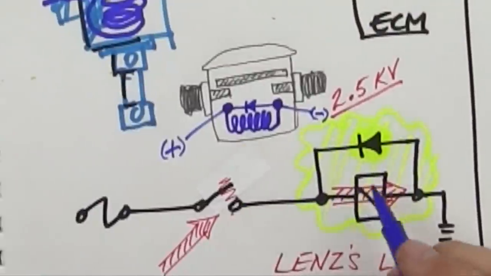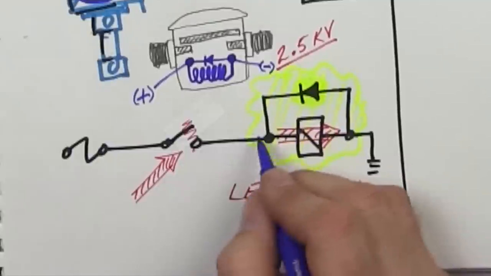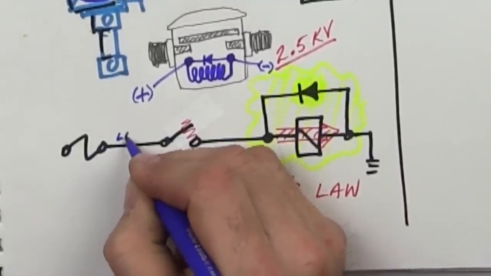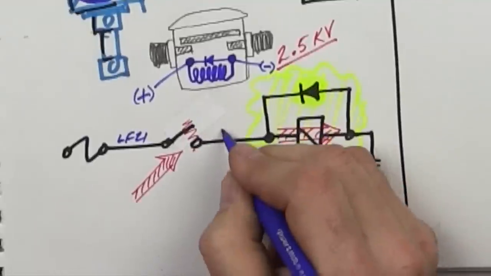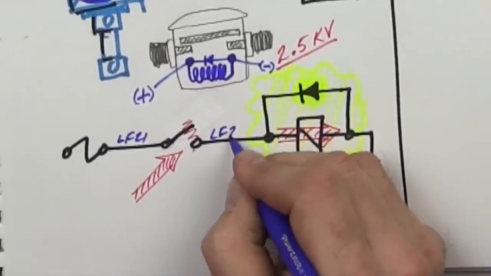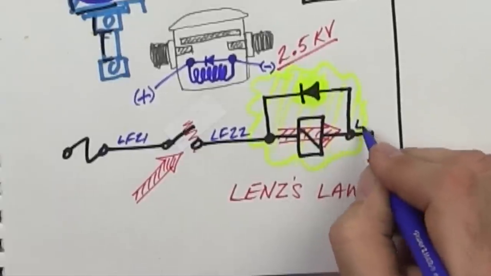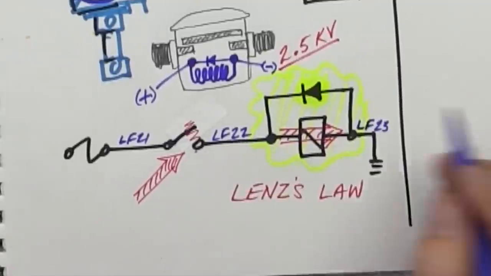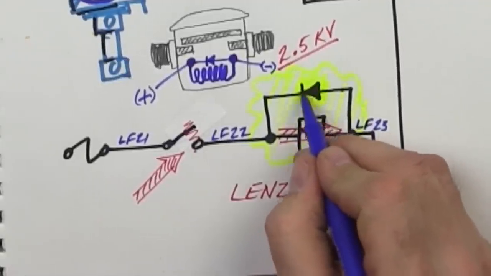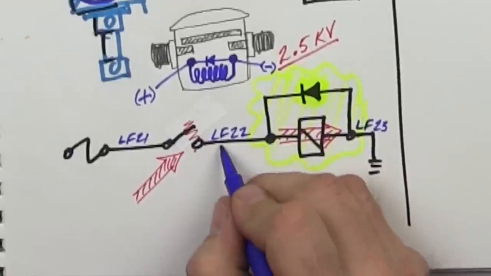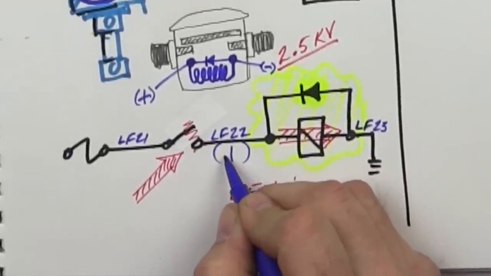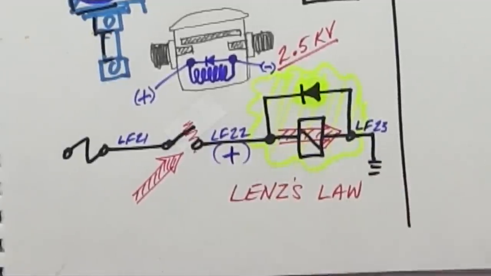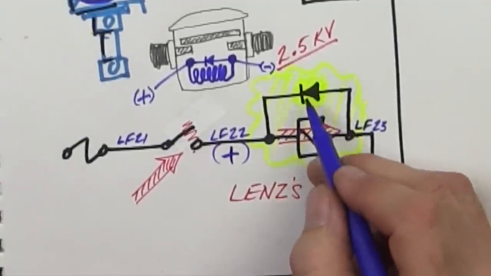So there's another clue. If I don't have any really neat color codes, and this is just wire LF21, and this is wire LF22, and this is wire LF23, and that's all I see, well, the fact that this is pointing to this wire means this is the positive side. So there's another little clue. So what you have to worry about is this.